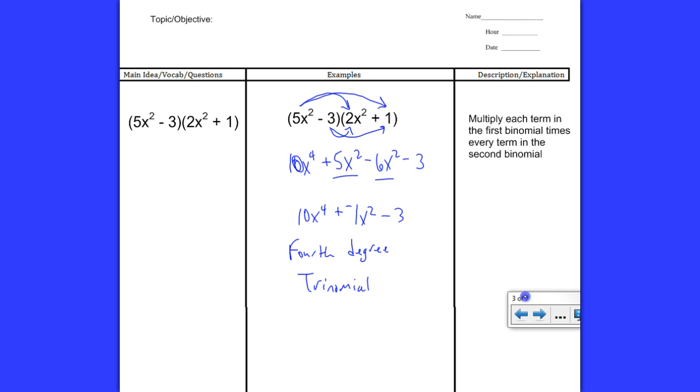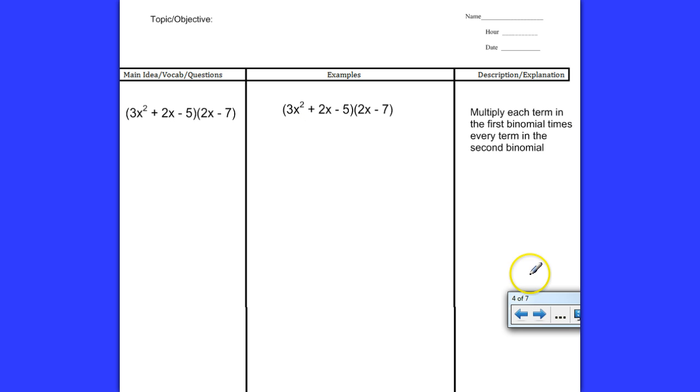Okay, so that's multiplying binomials. Now let's look at one more where I went ahead and put in a trinomial here just to finish up the concept of what's happening. This one says multiply the first, in this case a trinomial, times every term in the second binomial. So basically every term in this has to get multiplied by every term in that, and then you just combine your like terms.